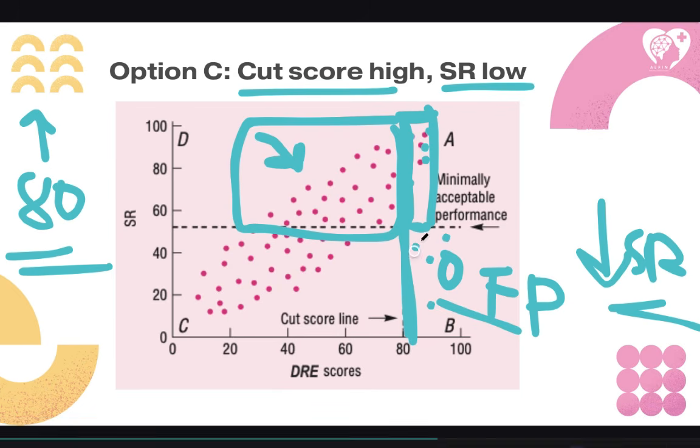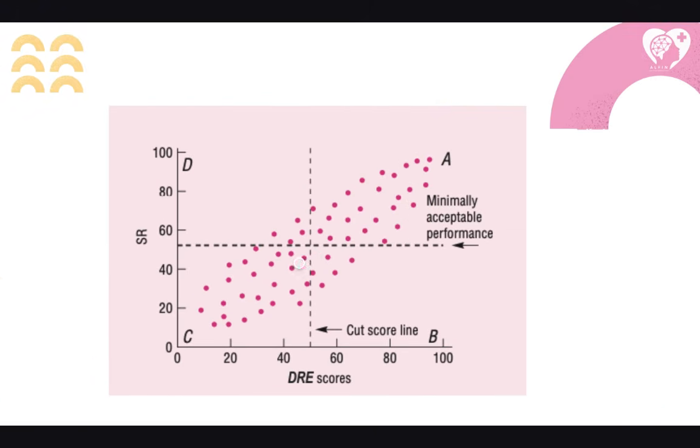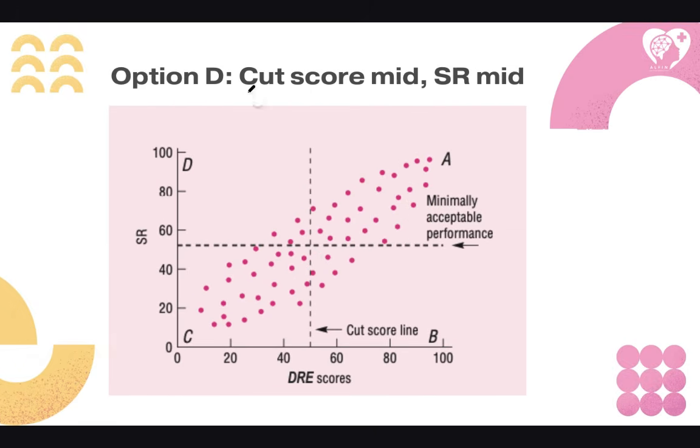Because again, although you have zero false positive, your false negative is very high, right? So what then is the next option? Let's go over option D. What if we just set the cut score to mid? So where is it, 45, 48?